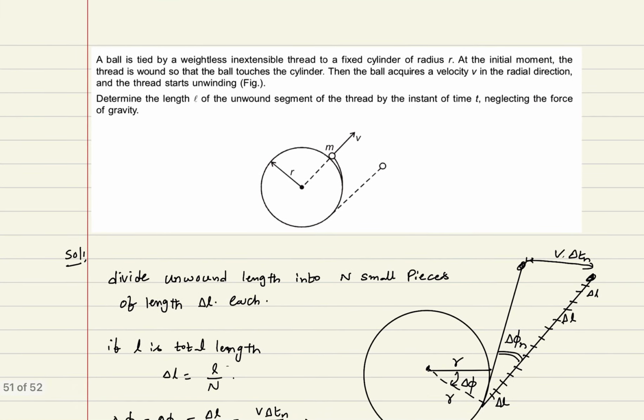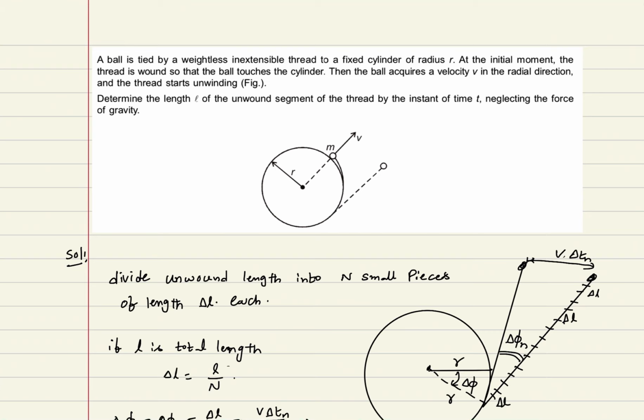Okay. Next question. This is from the Krotov book. In this Krotov question, they are asking the same question, but with a ball instead of the disk. A ball is tied by a weightless inextensible thread to a fixed cylinder of radius r. At the initial moment, the thread is wound so that the ball touches the cylinder. Then the ball acquires the velocity v in the radial direction and the thread starts unwinding.